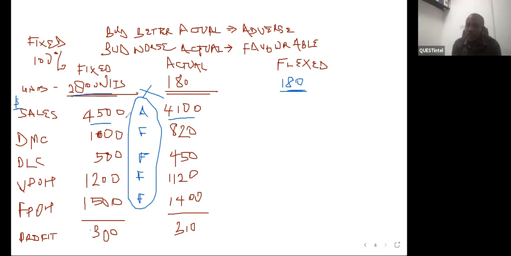So how do we flex this now? We have sales, and sales are at 180 units. So we can get our selling price per unit. If we get them per unit, then we make our lives easy. So what's our selling price now?